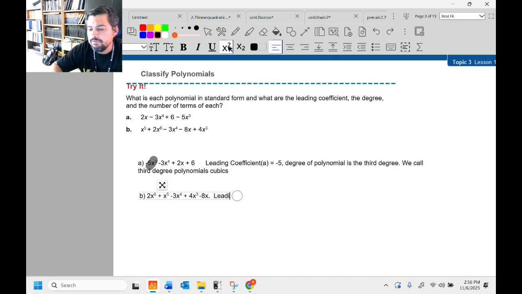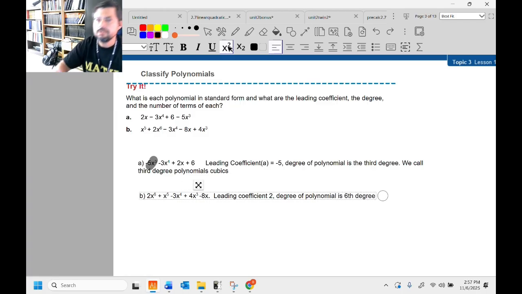But our leading coefficient is going to be 2, and the degree of the polynomial is a sixth degree. We don't have a specific name for 6 degrees that I'm aware of. I'm sure there's one out there. It's just not common. So we're not going to talk about it.